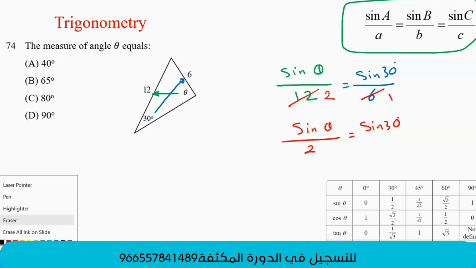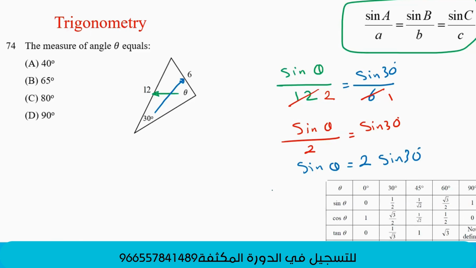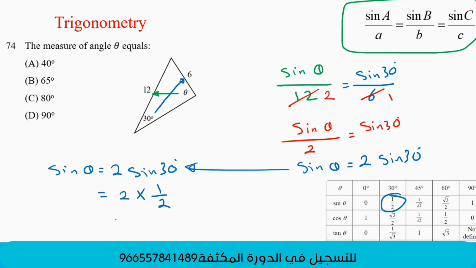Now I have to plug in the number for sine 30. So sine theta is equal to 2 sine 30, isn't it? Okay, so let me just move to this side. Sine theta is equal to 2 sine 30, so just plug in the number. This is going to be 2 times, what's sine 30? It's 1/2. So this means this is going to be 1, so sine theta is going to be 1.